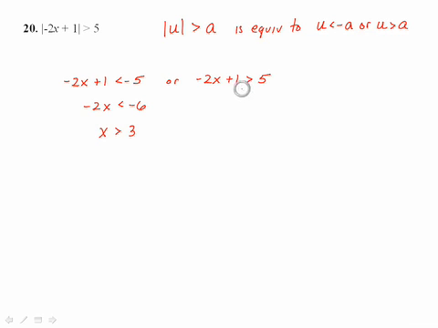On the inequality on the right, I subtract 1 from both sides. I get negative 2x is greater than 4. Divide both sides of the inequality by negative 2. Change the direction of the inequality and get that x is less than negative 2.